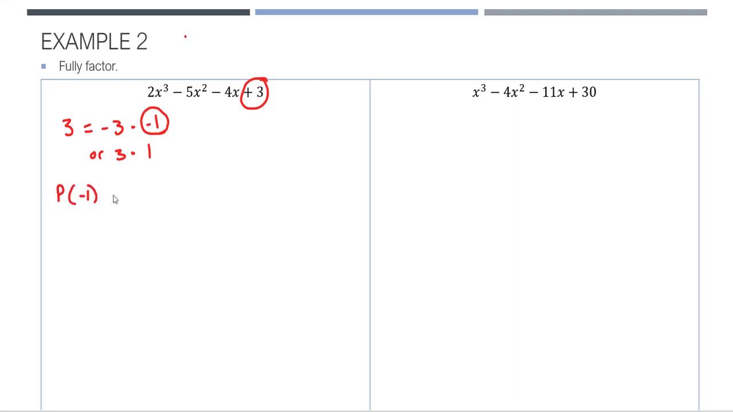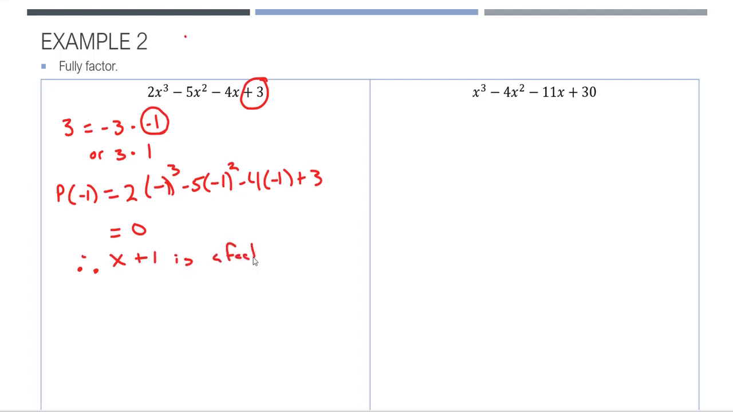So p of negative 1, I'll substitute that into this. So we get 2 times negative 1 cubed minus 5 times negative 1 squared minus 4 times negative 1 plus 3, and all of that is equal to 0. So therefore, I know that x plus 1 is a factor. Now you're probably thinking, wait, we substituted negative 1. But remember, this is x minus negative 1, which becomes plus 1. So now we can use this factor to do a division and figure out what our other quadratic is.